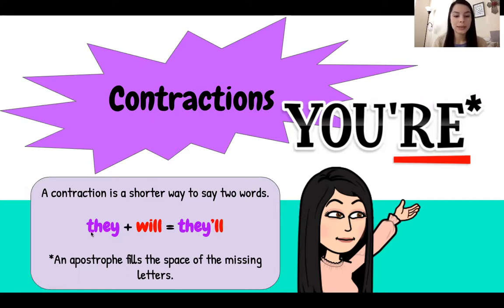So you'll notice that we still have the full word they, but we no longer have the W and the I from the word will. So the W and the I becomes an apostrophe and we have the LL, they'll. We also have this example up here, you're, you are. So the apostrophe is taking the place of the space and the A in the word are. So instead of saying you are, we can say you're. Like when we say you're welcome. We're really saying you are welcome, but we're making it shorter by saying you're welcome.